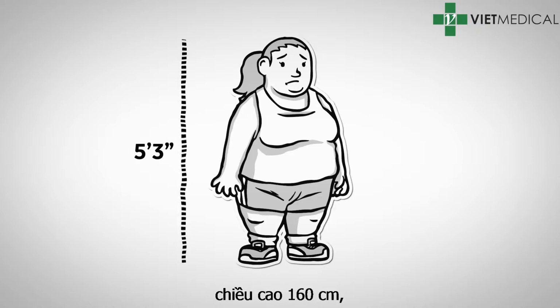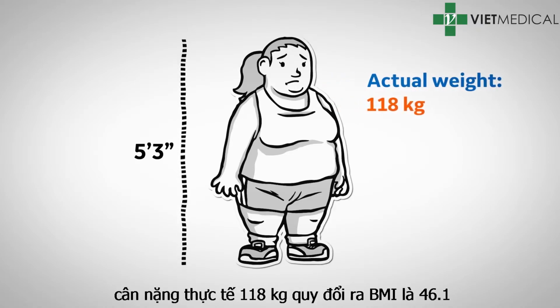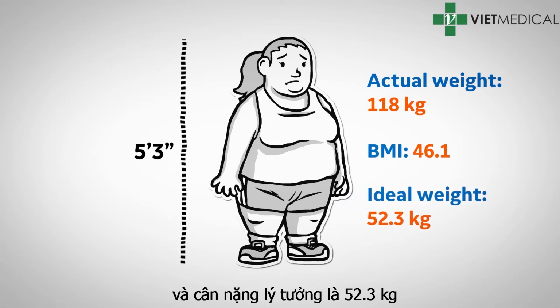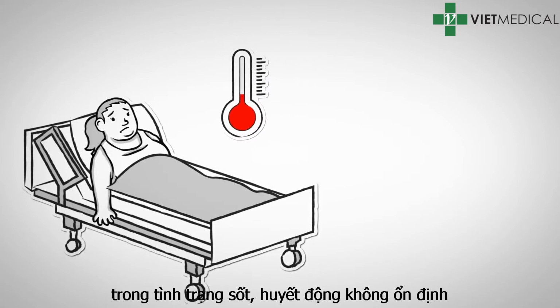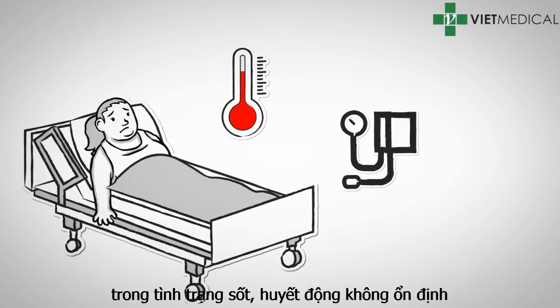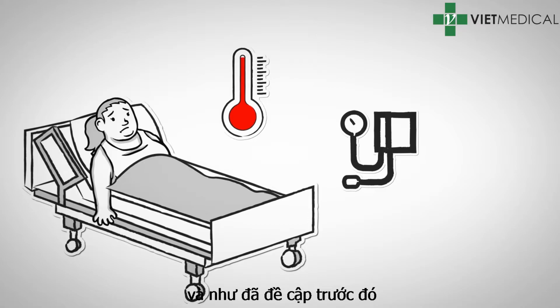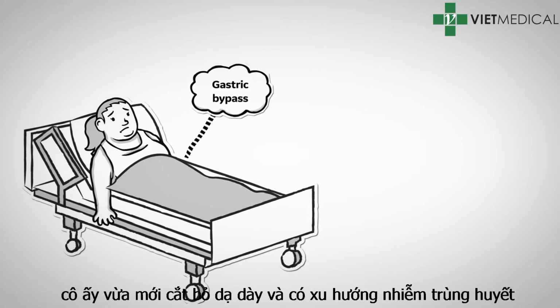Height is 5 foot 3 inches. Her actual body weight is 118 kilograms, which translates into a BMI of 46.1, and her ideal body weight is 52.3 kilograms. When this patient came in, she had a fever and she was hemodynamically unstable. And as I mentioned earlier, she had recently had a gastric bypass and had developed sepsis.